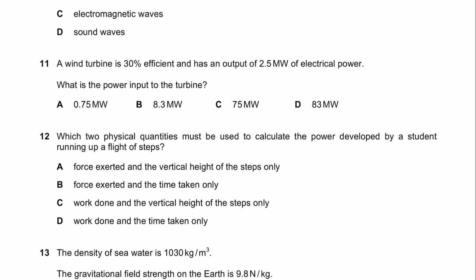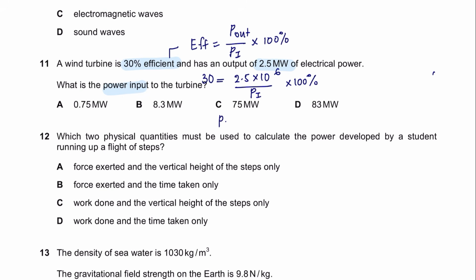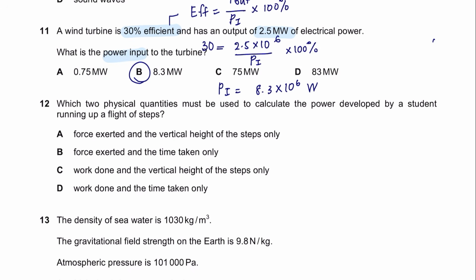Question 11. A wind turbine is 30% efficient and has an output of 2.5 megawatts of electrical power. What is the power input to the turbine? So this question is related to efficiency, and we know that efficiency is the power output over power input times 100%. And we know that our efficiency here is 30%. Power output was already given, 2.5 times 10 to the power of 6, over power input times 100%. After rearranging this, you will get a value of power input of 8.3 times 10 to the power of 6 watts, which is B.